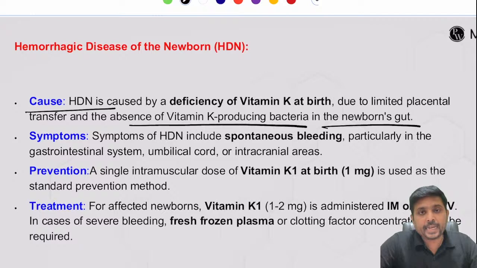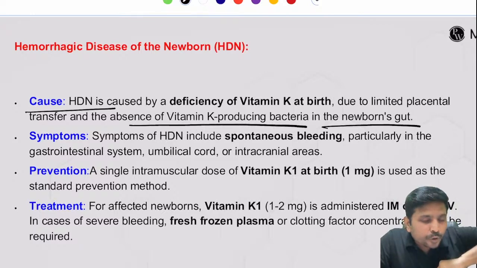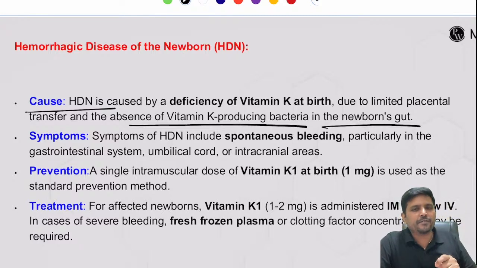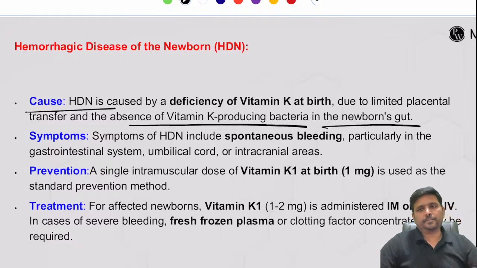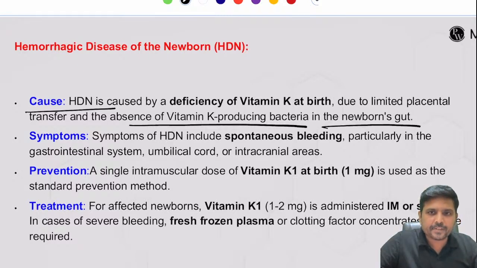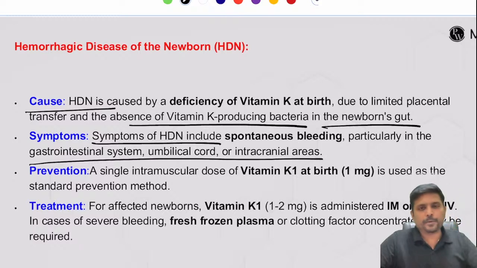So classic HDN is due to absence of vitamin K production in the newborn gut. Early onset is due to maternal deficiency, which can be due to administration of anticonvulsants or broad spectrum antibiotics to the mother, or administration of TB tablets, rifampicin, etc. So spontaneous bleeding, where are the spontaneous bleeding?